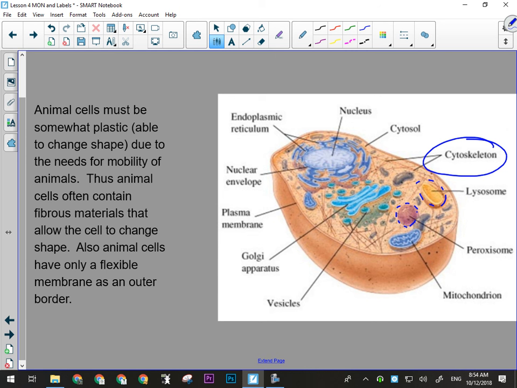Okay, so the big thing here is that we have to have the cytoskeleton, okay, because there is need for mobility. There's need for flexibility and mobility, right? So they often contain fibrous materials that allow the cell to change shape.